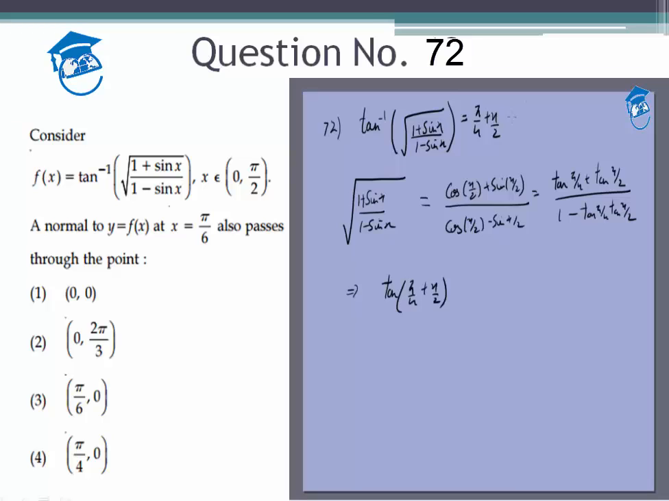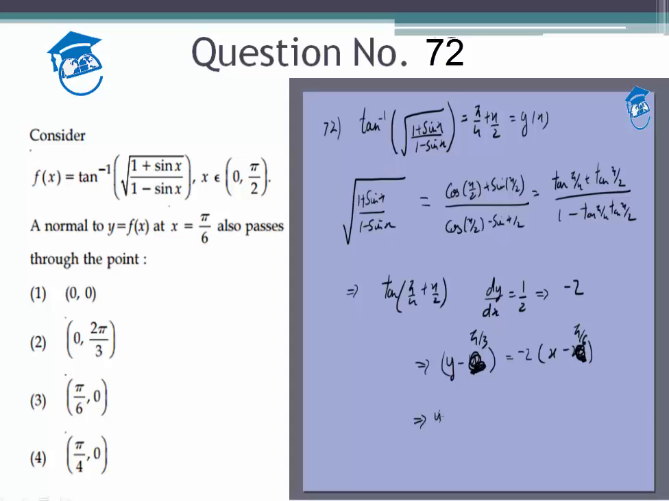So this is the function y of x is equal to x by 2 plus pi by 4. We want the normal at x is equal to pi by 6. So dy by dx is 1 by 2, which means the slope of this line is 1 by 2, which means the slope of the normal is minus 2, which means the equation will be y minus y naught is equal to minus 2 times (x minus x naught). And what are x naught and y naught? We are given that it is pi by 6. So x naught is pi by 6 and y will be pi by 12 plus pi by 4, which is pi by 3.